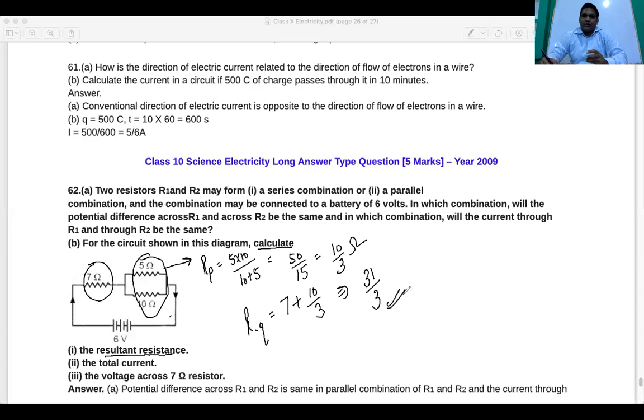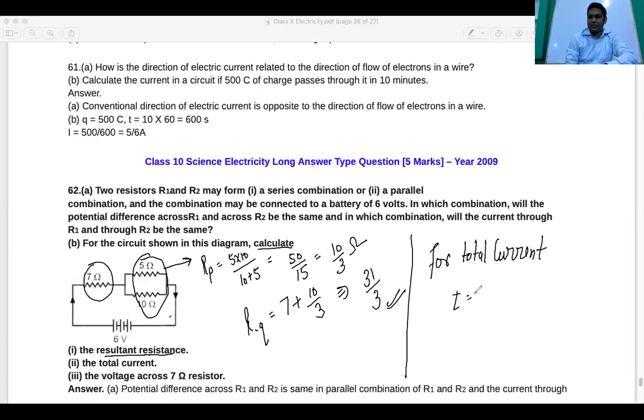Yes, sir. Okay. Now they have asked for the total current. For total current, we can write I is equal to V by R. The V they have given is 6 volts, and the resistance is 31 by 3. You can write it like 6 by 1 and 31 by 3 so that you can solve easily. So this will be 18 by 31 ampere.